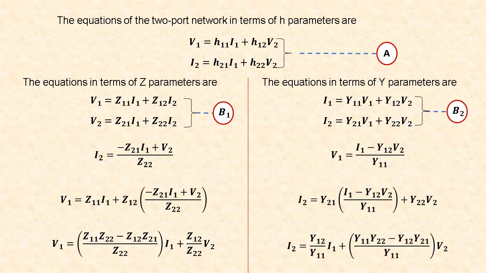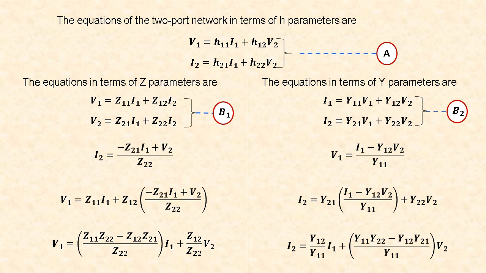Here our desired parameter is H. So we are expressing the equations of two-port network in terms of H. V1 is equal to H11 into I1 plus H12 into V2, and I2 is equal to H21 into I1 plus H22 into V2. This set of equations we are naming as A.